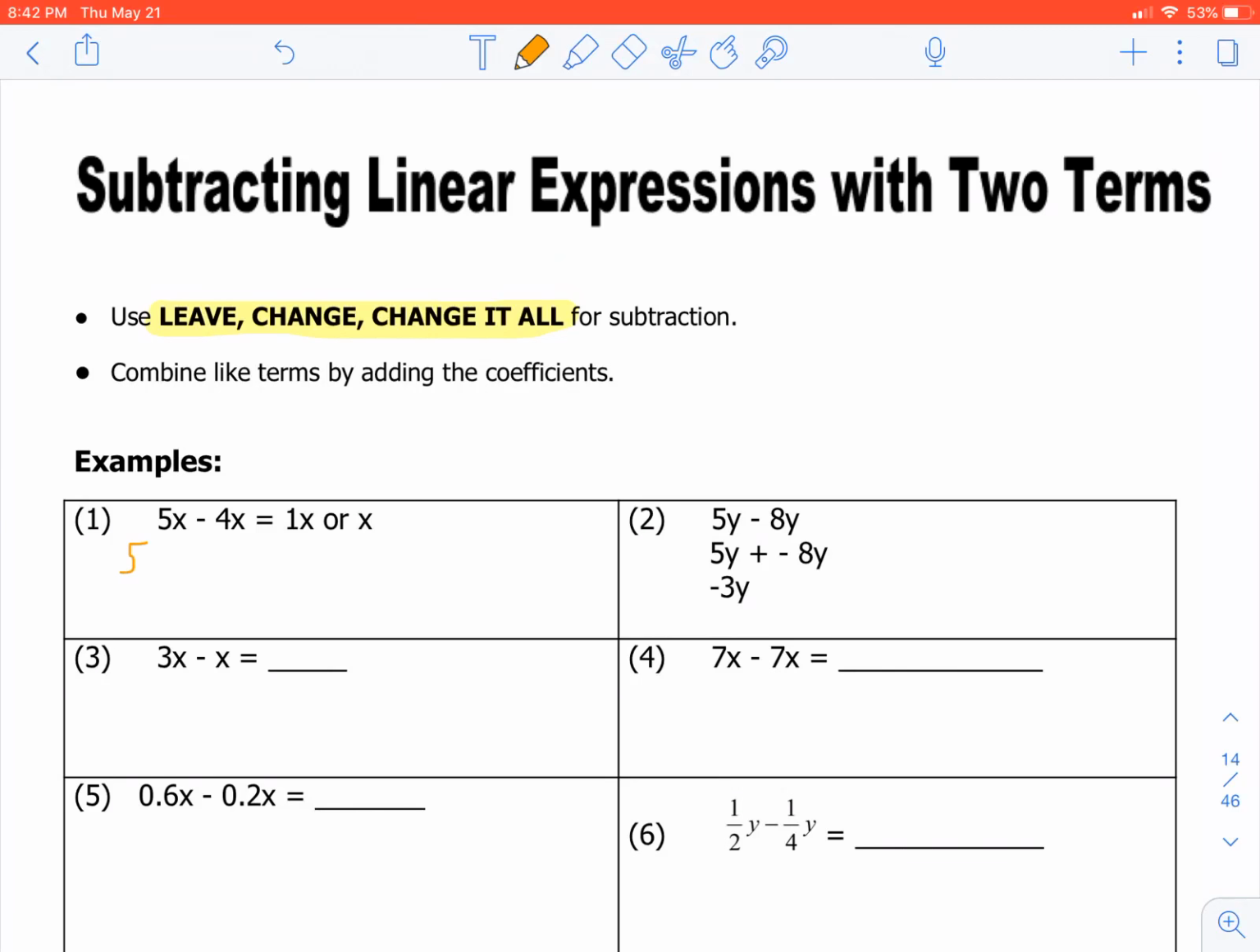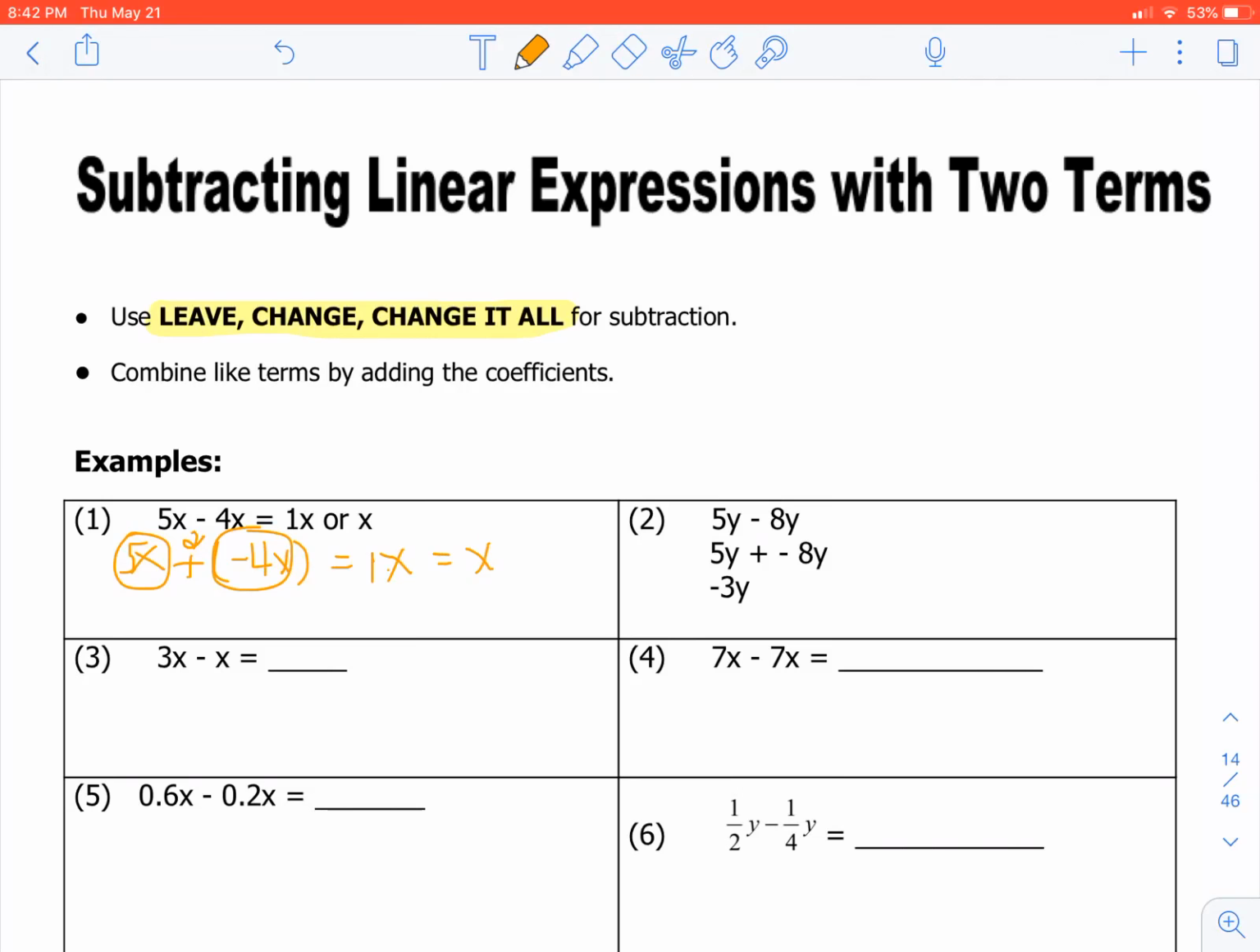The first couple examples only have two terms, so this is going to just be leave, change, change. So I'm going to leave the first term 5x. I'm going to change that to a plus sign and change the last term to its opposite, which would be negative 4x. Now, if I'm adding 5x and negative 4x, they are like terms. 5 plus negative 4 is 1, and you keep the x with it. Now, 1x is the same thing as x, which is what they have there.